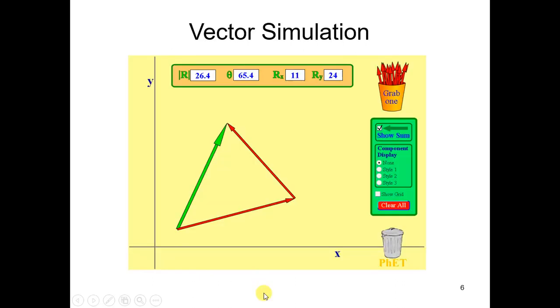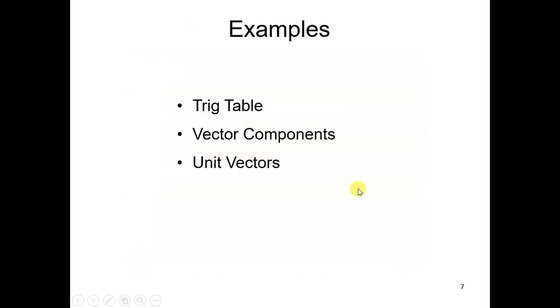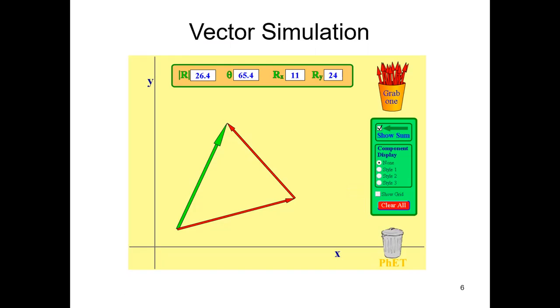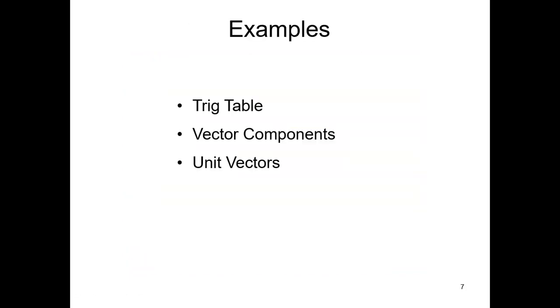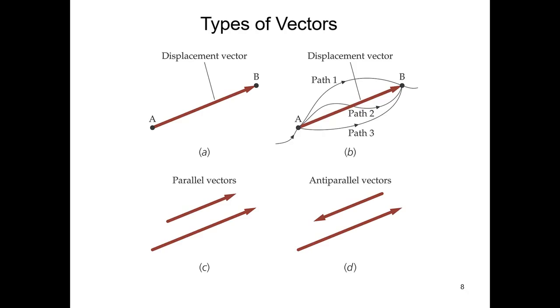Now see here the vector simulations. Here R is 26.4, theta is 65.4, Rx equals 11, Ry equals 24. So we will get the answer. So see, these are the vector simulations. The example is about the string, table, vector components and unit vectors.